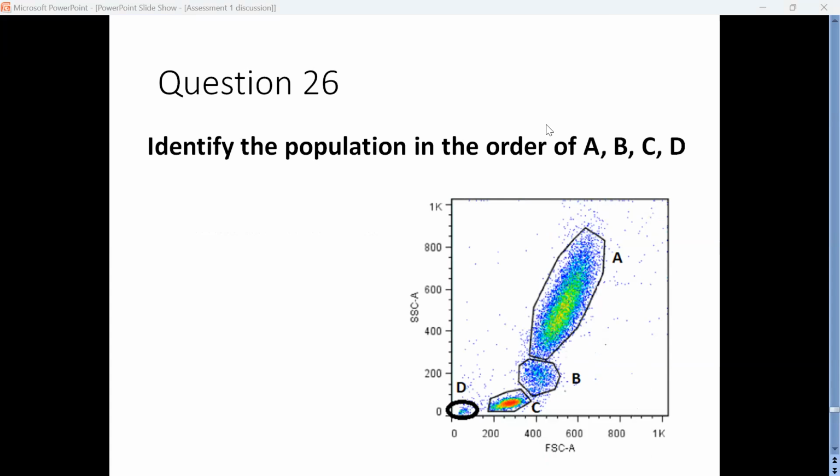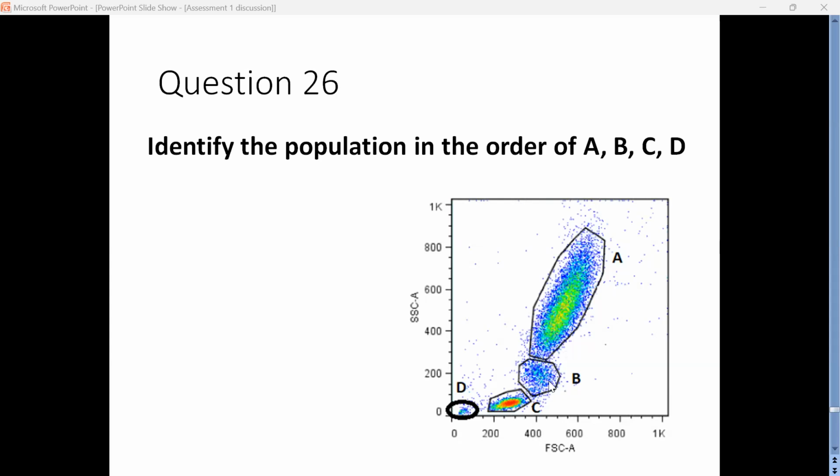So identify the population in the order of A, B, C, D. A is a population which is having high side scatter and moderate forward scatter, which is neutrophils. B is a population which is having relatively higher side scatter than lymphocytes, but size greater than lymphocytes and neutrophils.